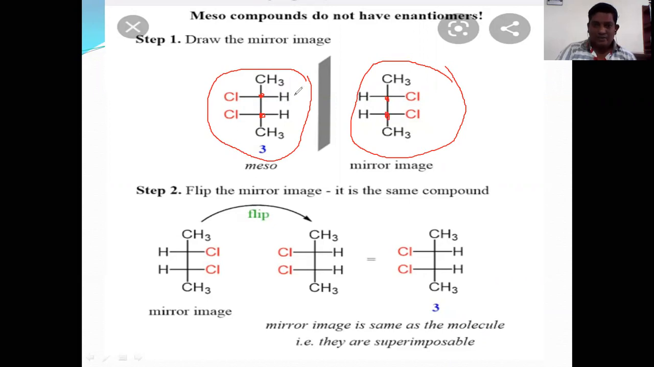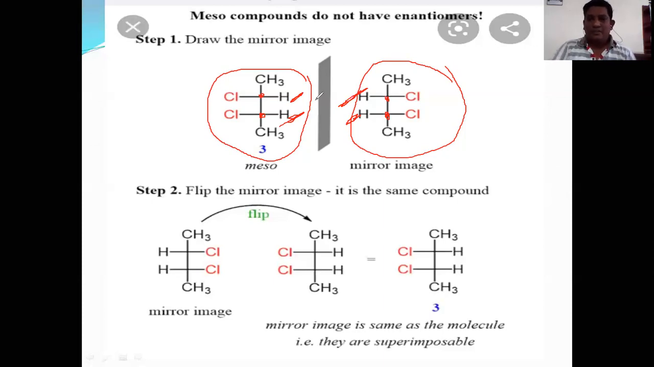Now see, hydrogen on the right hand side, hydrogen on the left hand side, hydrogen on the right hand side, hydrogen on the left hand side. These two isomers are mirror images. They contain stereogenic centers and they are non-superimposable, but they are not enantiomers. They are known as a meso compound.